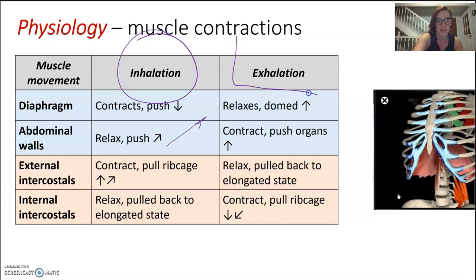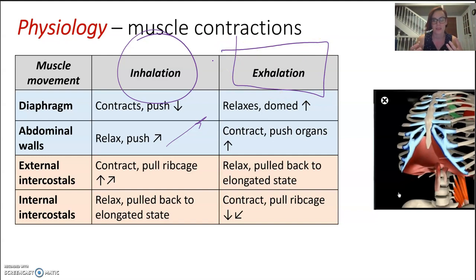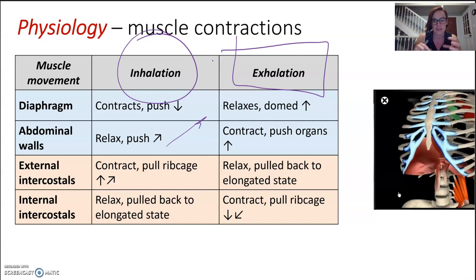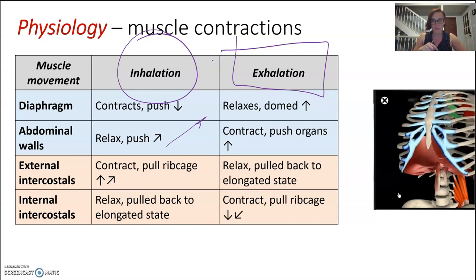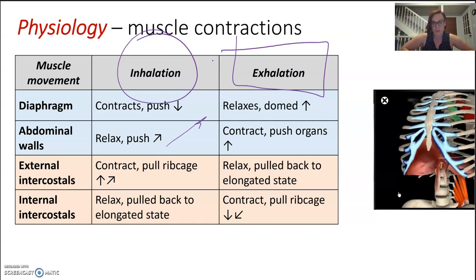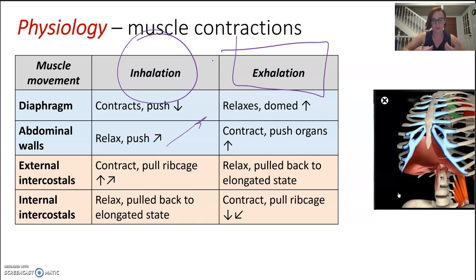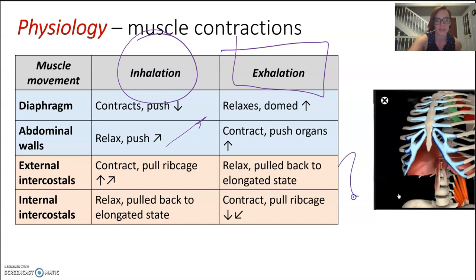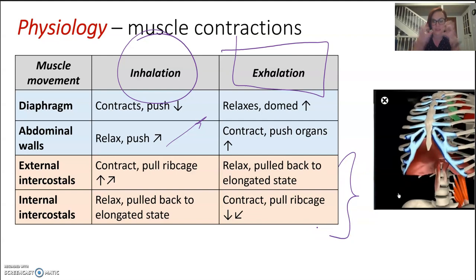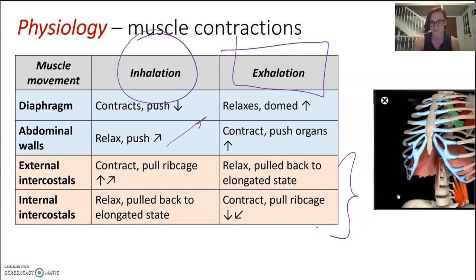If we flip to exhalation though, the opposite's going to happen. The diaphragm relaxes, and what it does is it domes upwards, okay? The abs have to contract. If you actually contract your abs, you'll find that they push down a little bit, all right? They're going to push down into your body, but that pushes your organs upwards, right? Your intercostals then do the exact opposite of what they did before, right? The external ones will relax, and the internal ones start doing all of that work and pulling it down.